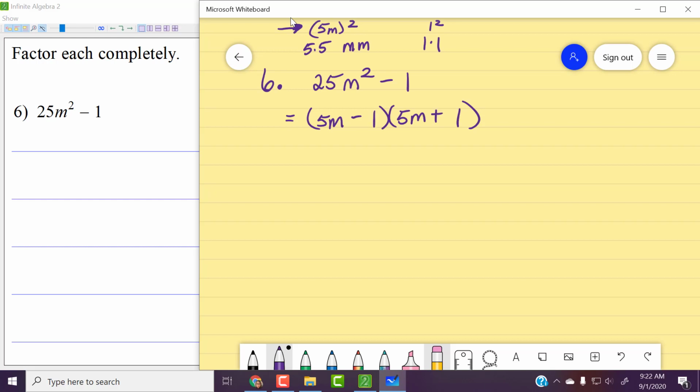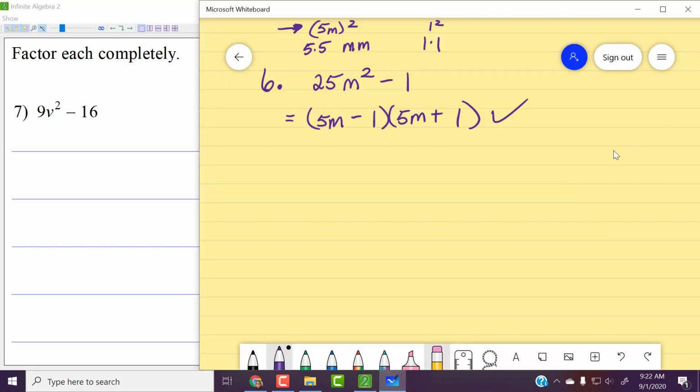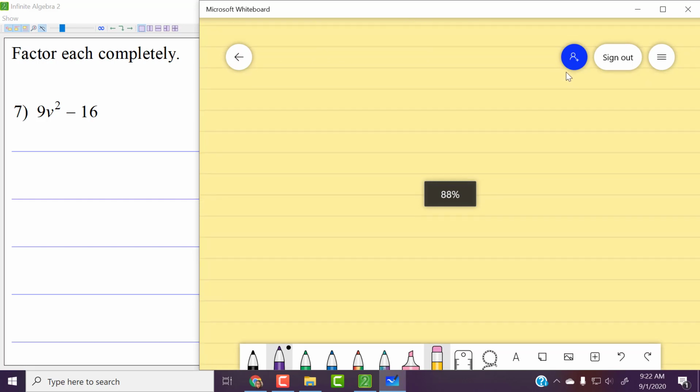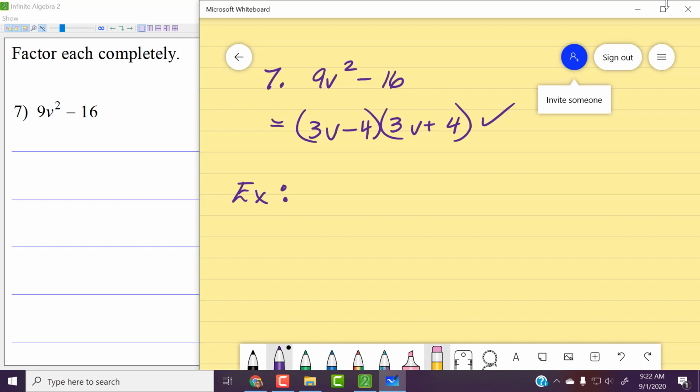Okay, so there you go. That's it. You would definitely want to check to make sure that you did it right, because we are shortcutting. And now I'm just going for it, right? That easy.